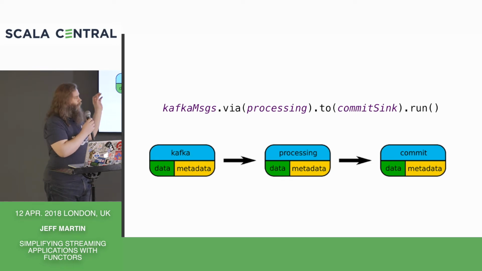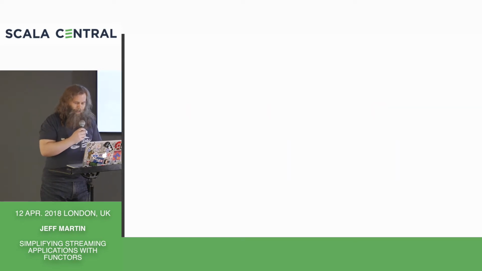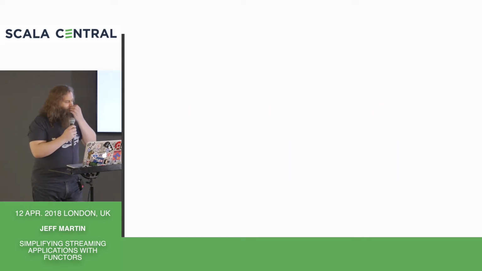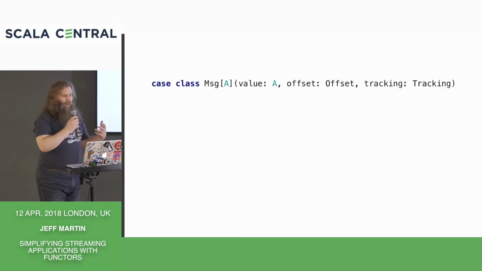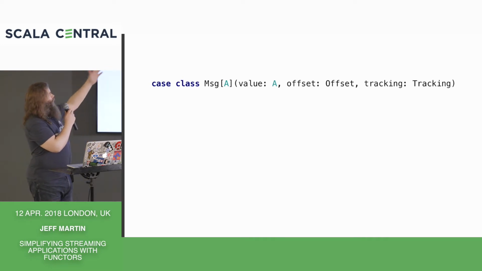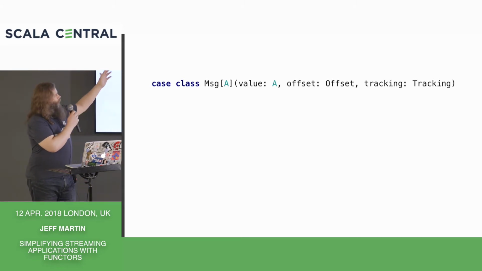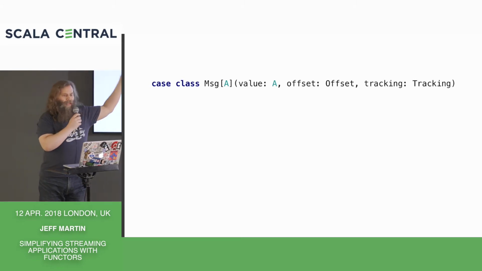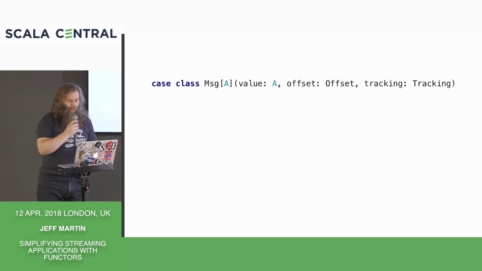And then finally, we go to the commit stage where it gets stuck into the database and various other things happen. So if we want to model that, one way would be to use a message object. So this is acting as a wrapper around our data. So we have the data on the left-hand side, the value there of some type. And then we have, in this example, an offset, which is a Kafka offset maybe, and tracking information. We may have other things there.